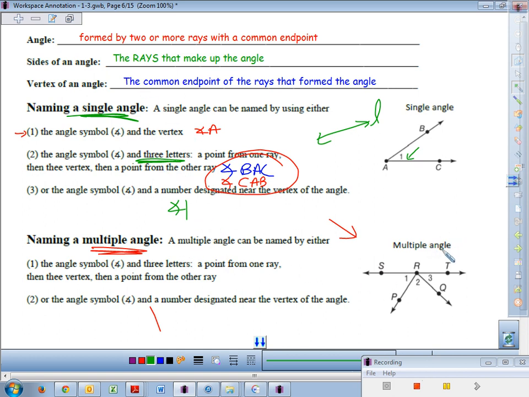Okay. Now we got a multiple angle. So let me make up a real life example. Multiple angles you cannot call by the vertex. Okay. You cannot call it by the vertex. Here's my real life example. Let's say I had two people in this room with the same first name. Right?